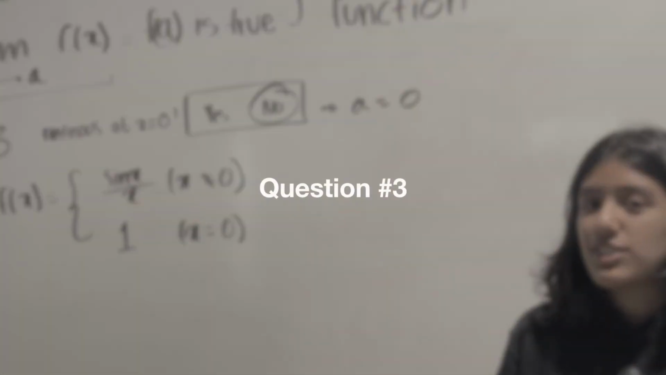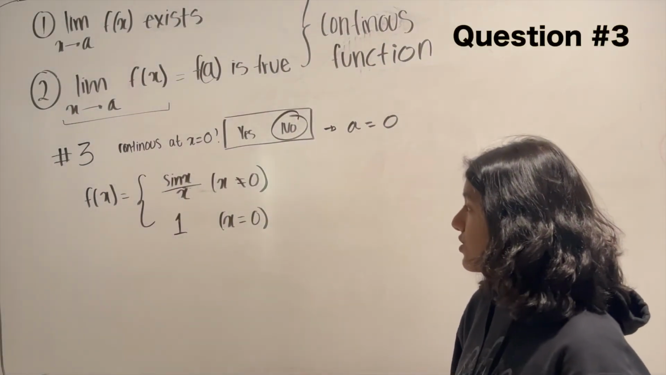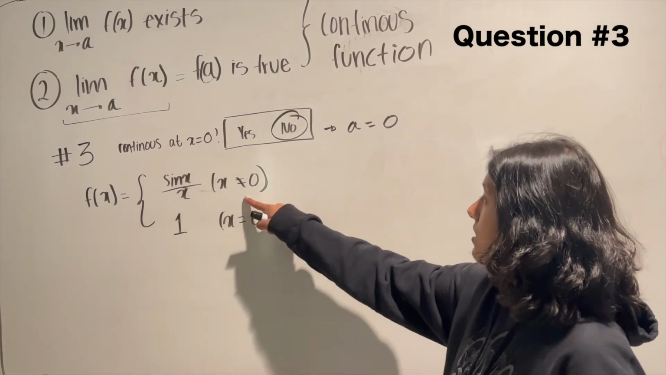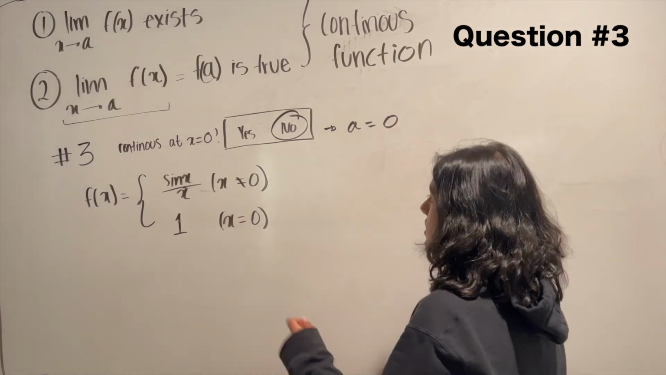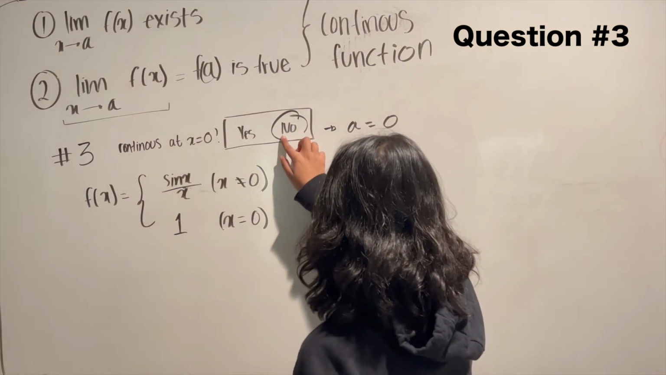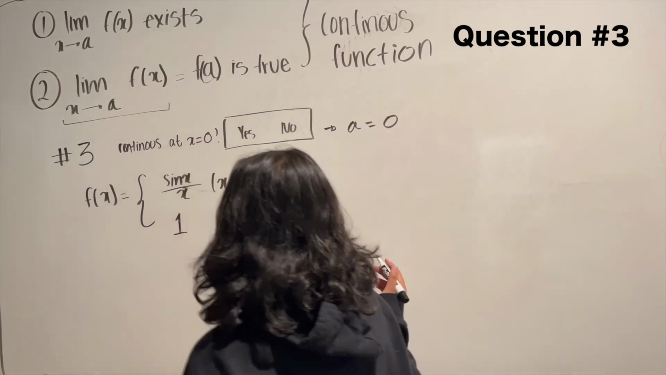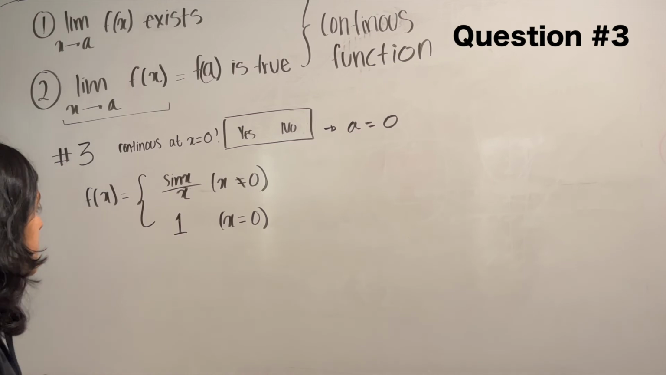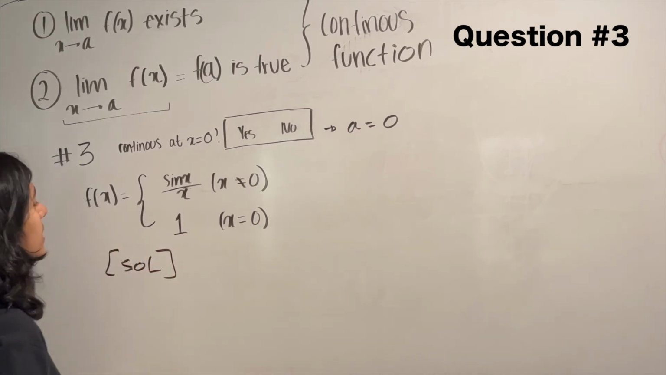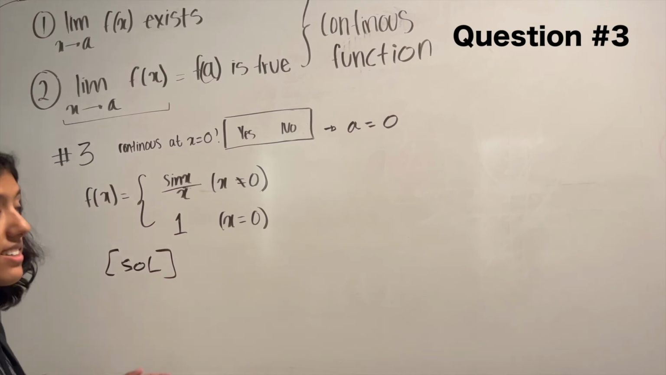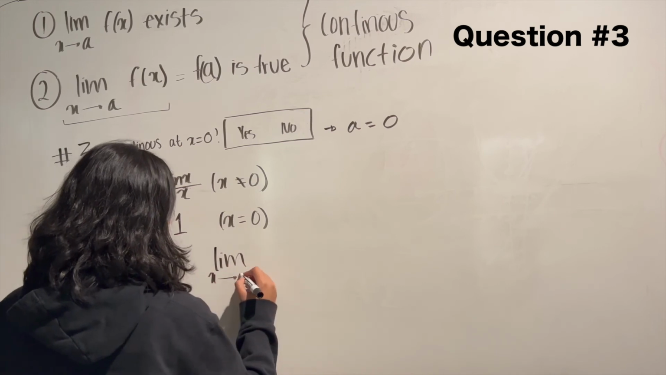So our last question for this video would be: f of x is equal to sine x over x when x does not equal 0, and 1 when x does equal 0. And once again, they're asking us if it's continuous at x equals 0, yes or no. All right, so we do the same exact procedure. Let's label this the solution. And now we have to see if the limit of f of x actually exists at x equals 0. We can do that with the limit as x tends to 0 of f of x.